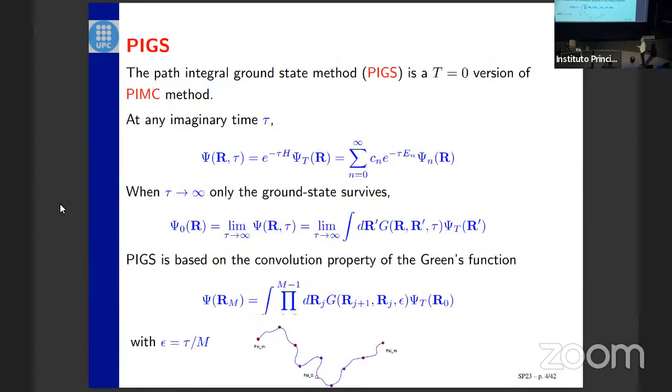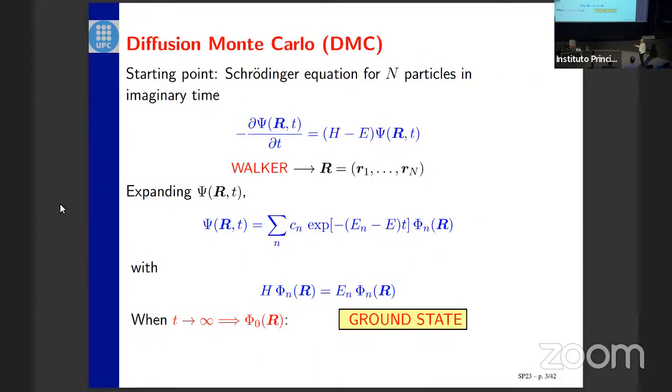Why is it called diffusion? Because when you split, here there is more work to do. You write the Schrodinger equation in integral form in terms of the Green's function of the system. The Green's function at short time, the part that comes from the kinetic propagator, is just a diffusion in imaginary time. So it's like a classical diffusion. This is why it's called diffusion Monte Carlo.